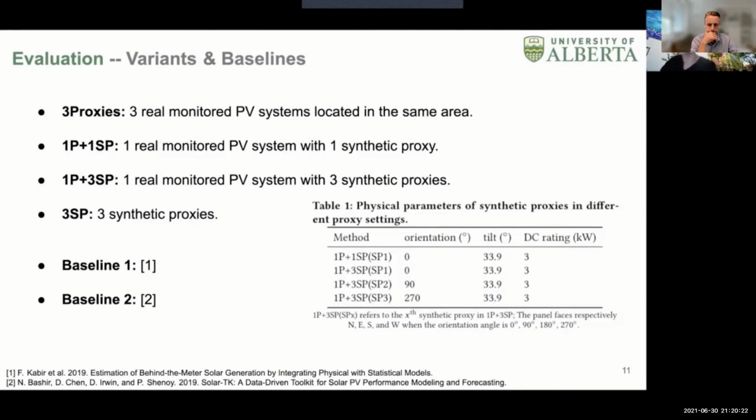2 state-of-the-art baseline methods are also implemented. Baseline 1 directly uses the physical PV model to estimate the solar generation. Similar to ours, baseline 2 uses the real solar proxy to estimate the solar generation. So to be fair, in our experiments, we use the same real solar proxy for our method and baseline 2.